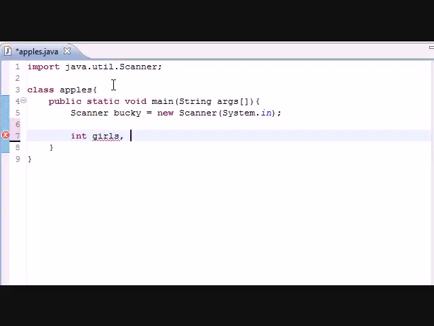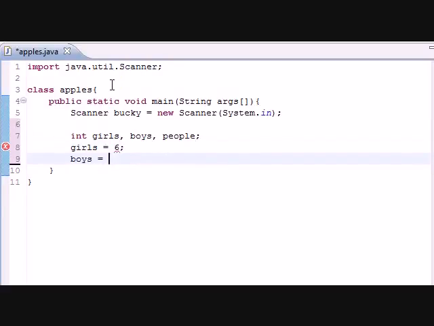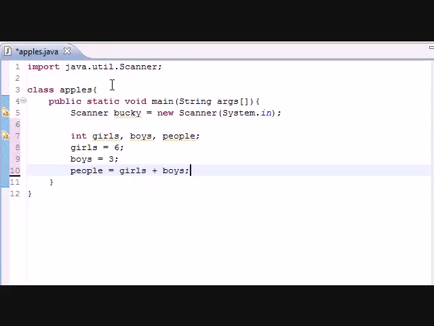Let's go ahead and make three variables: girls, boys, and people. And let's go ahead and set these to some values. Let's start out with showing you all of the math operators. Girls equals 6. Boys equals 3. And people equals girls plus boys. Now I showed you guys how to use this math operator in the last one, the plus sign, to get a simple sum. So now the sum of girls plus boys is now stored in people.